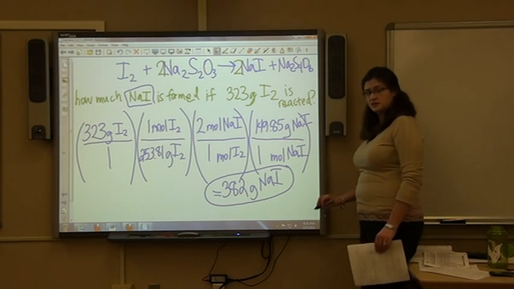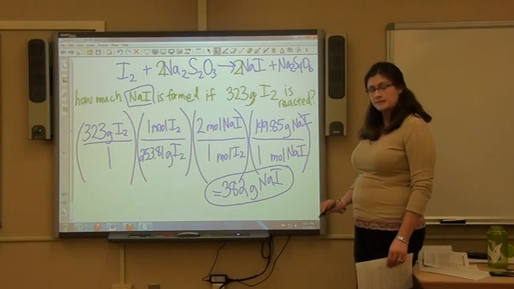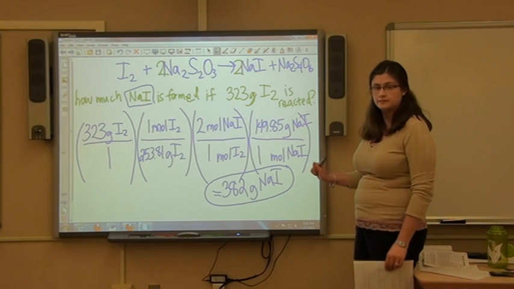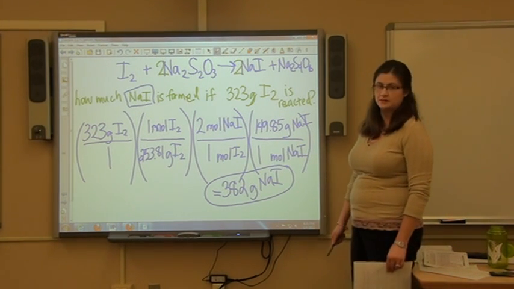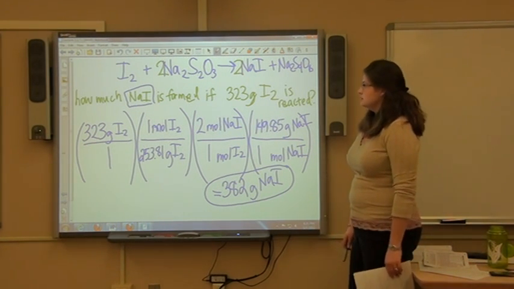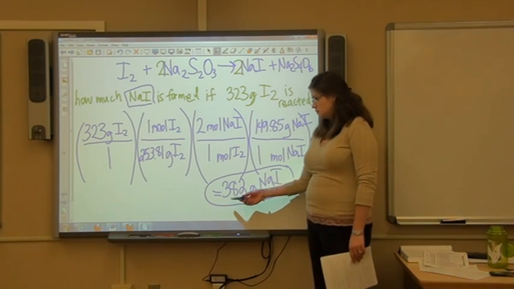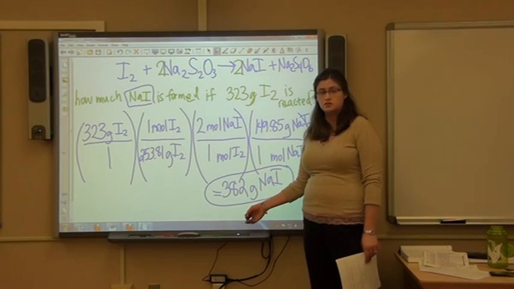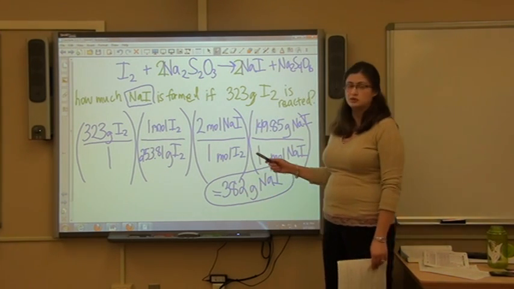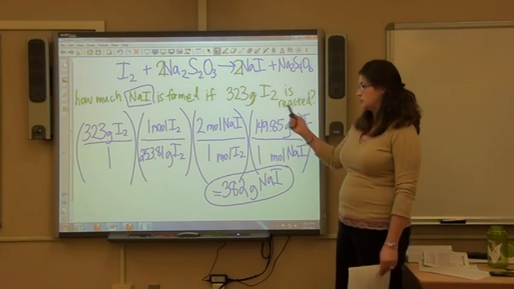Is this the right number of sig figs? How many sig figs did you start with? So that's right. So I can make this 382 grams of sodium iodide if I start out with 323 grams of iodine per this reaction.